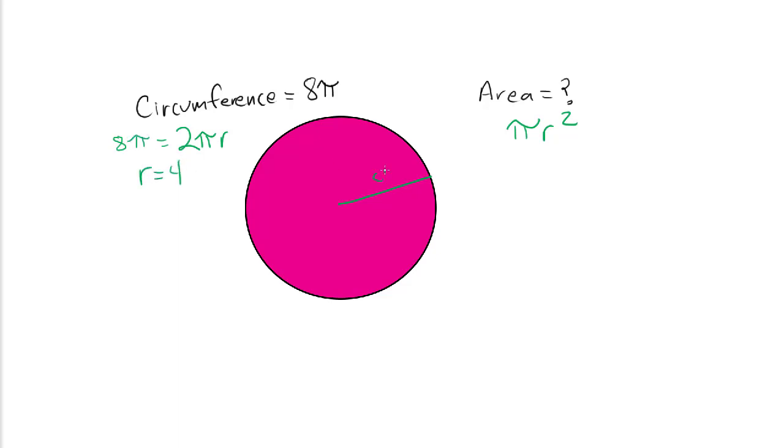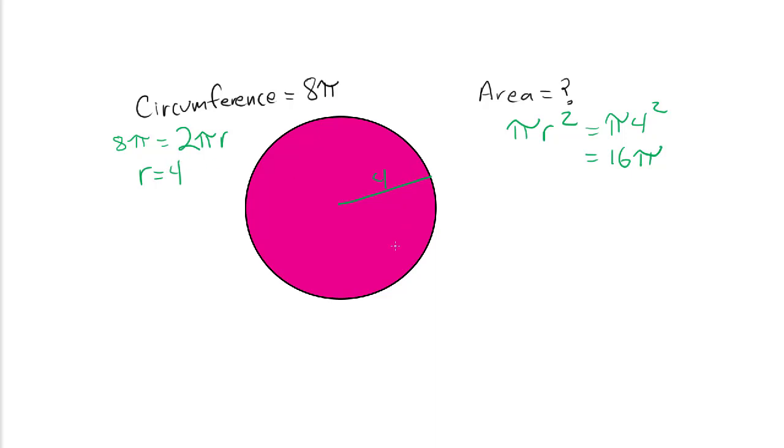Once I know my radius is 4, I can go ahead and calculate my area, which is pi times the radius squared, or 4 squared, which is 16 pi square units. Be careful. Areas are square units, very different than circumference or lengths, which are scalar units.